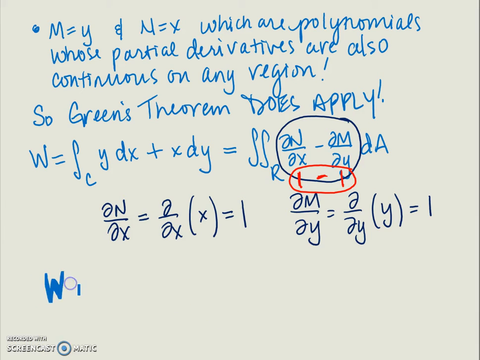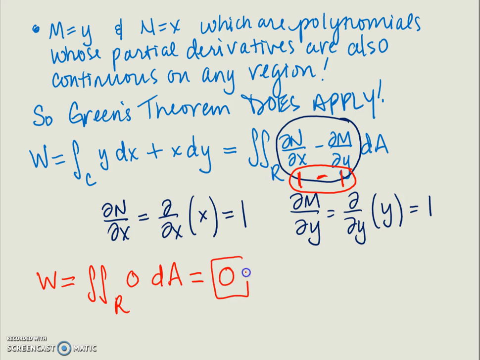So my work is equal to, oh, that pen does not look good. That's because it's not the right pen. Let's fix that. Our work is actually equal to the double integral over my region of 0 dA. And if my integrand is 0, then we know that the limits of integration aren't going to matter. I'm not going to take my time to figure out what that region is, because my integrand is 0, meaning the work done is 0.